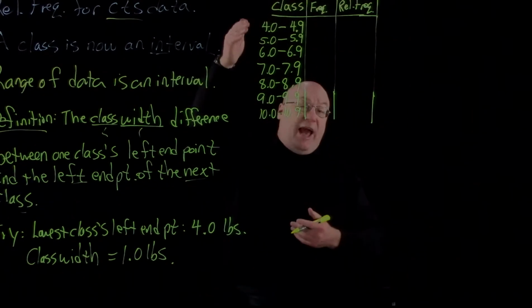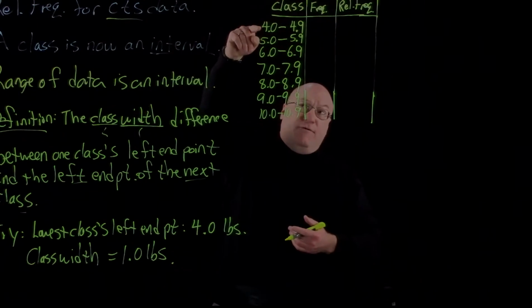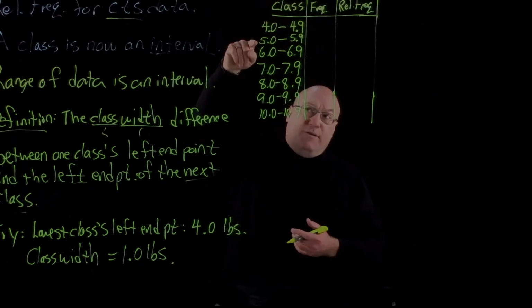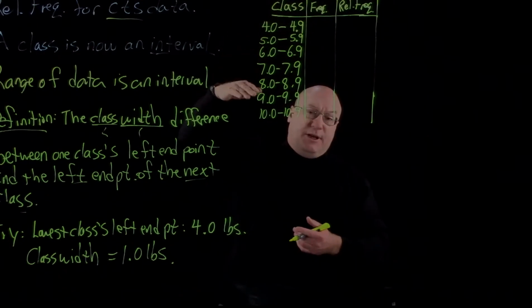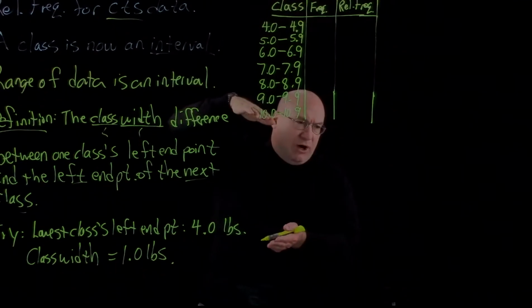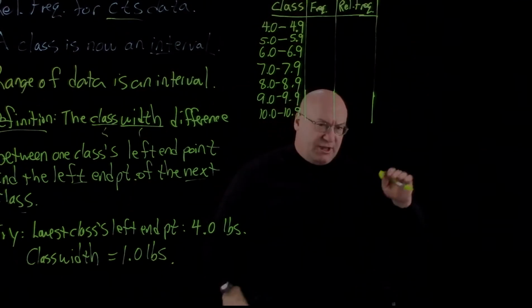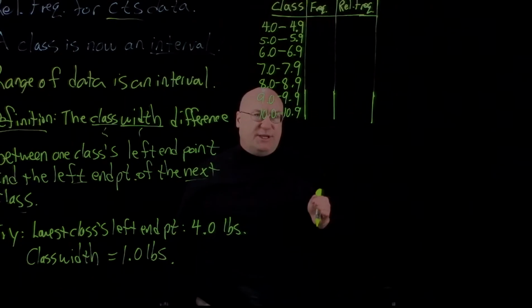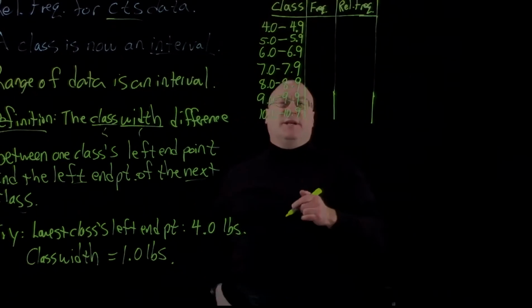I could have gone up every half pound, right? I could have 4.0 here, and then 4.5 here, and then 5.0. I could have done that, but it probably would have made too many bars and would have been too much of a cluttered histogram. It would have been hard to see the information really clearly.